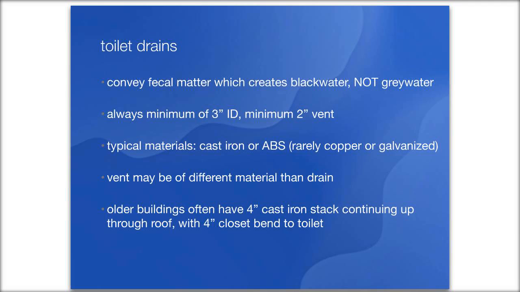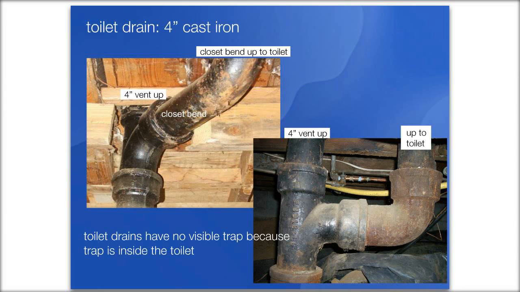The vent is often of a different material than the drain when you're looking at a toilet drain. Older buildings oftentimes have a 4-inch cast iron stack that goes all the way up through the roof, and this picture shows you that. You can see that the 4-inch continues on up through the floor, and that would go all the way up through the roof. And then the angle that goes over and up to the floor is going up to the toilet. So both the vent up and the closet vent are 4-inch.